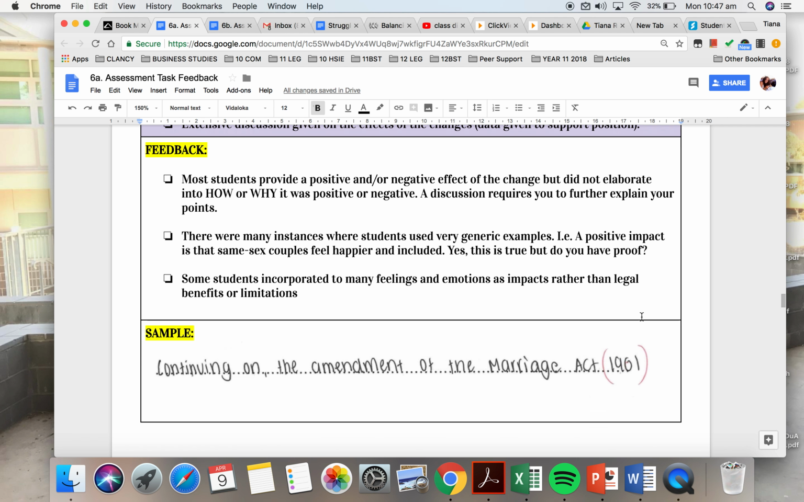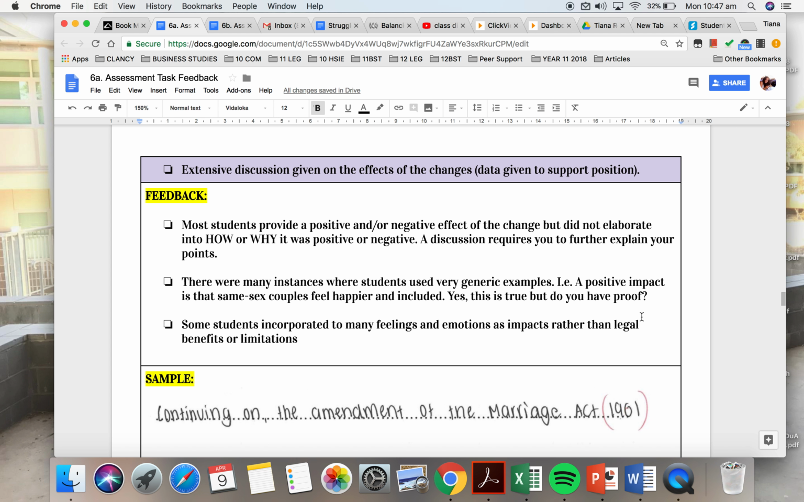Okay, laptops down again. The next criteria was an extensive discussion given on the effects of the changes. Now you had to show both positive and negative effects, and you had to provide data to support what you are saying. Most students provided one positive and or negative effect of the change, but did not elaborate into how or why it was positive or negative. So you need to further explain your point. A discussion requires an explanation of your point.